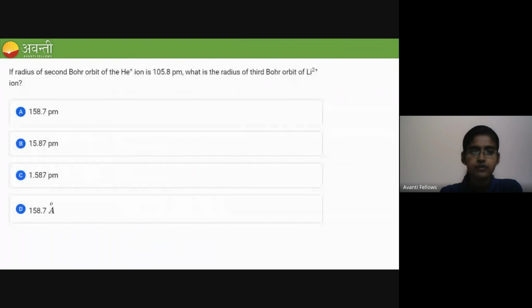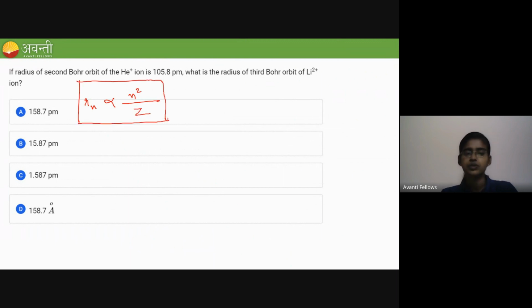If the radius of the second Bohr orbit of the helium plus ion is 105.8 picometer, what is the radius of the third Bohr orbit of lithium 2 plus? Again we have to take this relation: Rn is directly proportional to n square by Z. So we are going to use this relation here. For lithium, it is the third Bohr orbit, so n is equal to 3, and Z, the atomic number for lithium, is also 3. And the Z value for helium is 2, and it is the second Bohr orbit, so n is equal to 2.